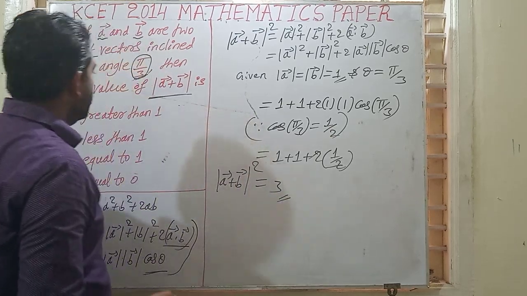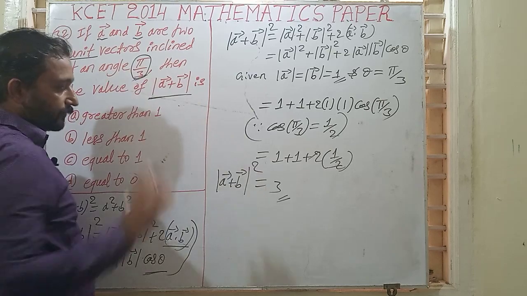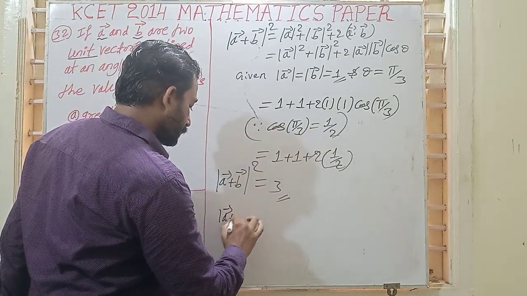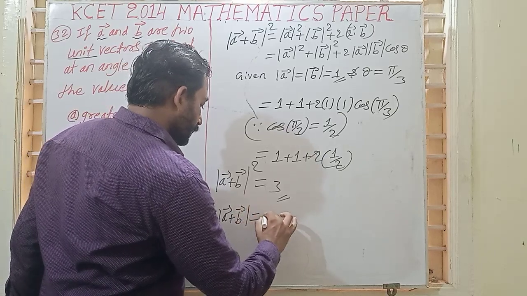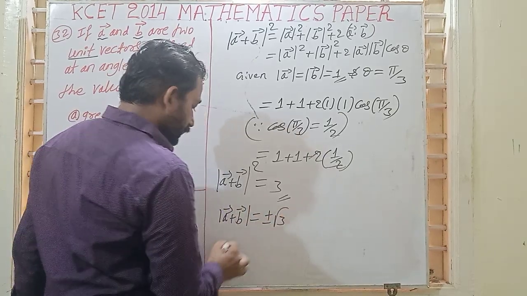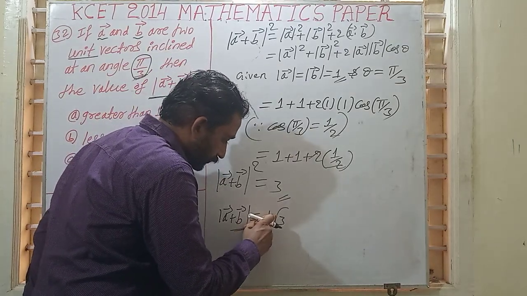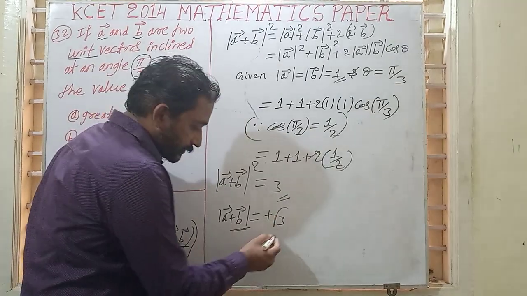So this is not the answer, because we have to find out the magnitude of A plus B. So remove the square, and we get A plus B is equal to, of course, plus or minus square root of 3. In this case, since it is a magnitude, we take only plus root 3. So the answer is plus root 3.